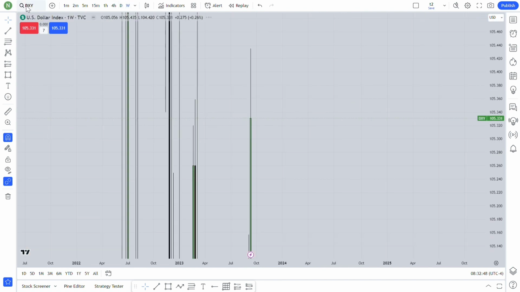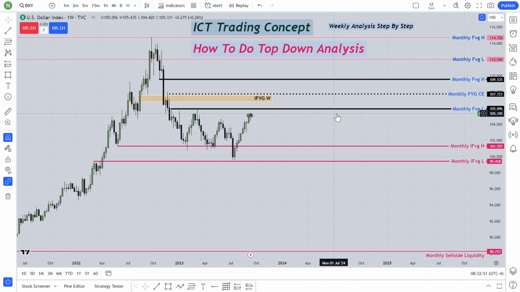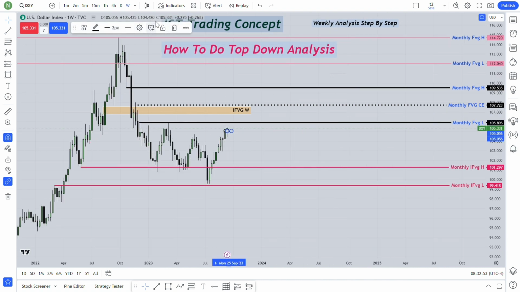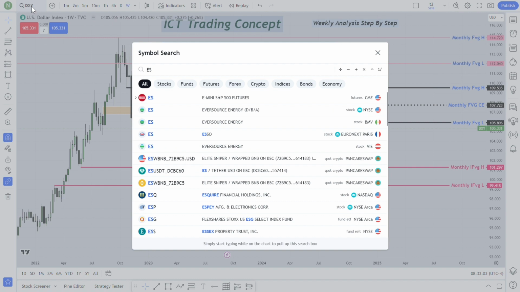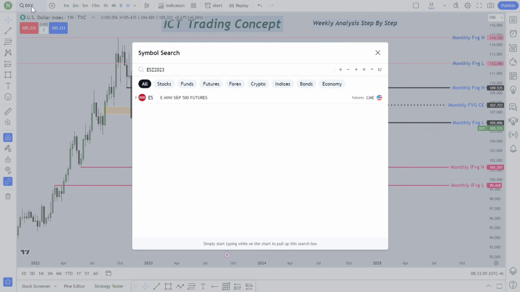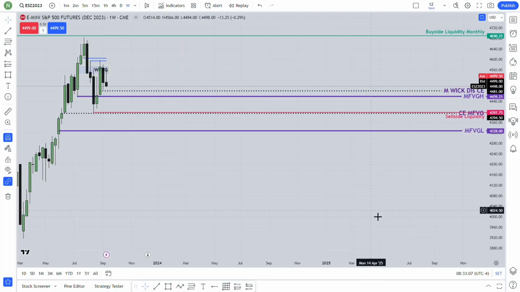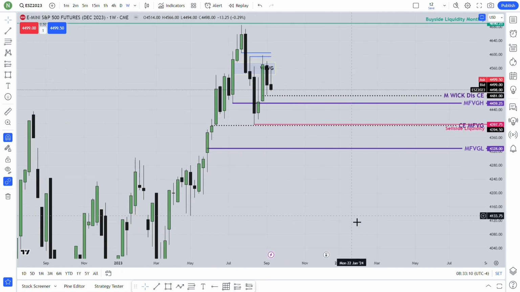So let's go to the, okay. Before going over there, overall I'm expecting the higher prices for the dollar index, and for the other indexes I expect the lower prices. Let's go to the ESZ 2023, even S&P. So here is the S&P weekly chart.